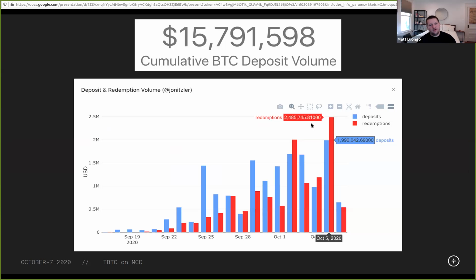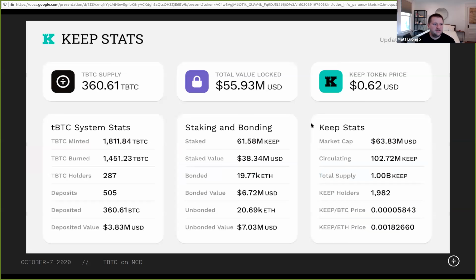So here's the cumulative volume so far, just kind of driving that home, and then Keep stats as well. Funny thing, I'm pretty proud that our community has actually built all the tools that I've shown you so far for all of these stats. So if you guys are interested in tracking this, it's keepstats.org.